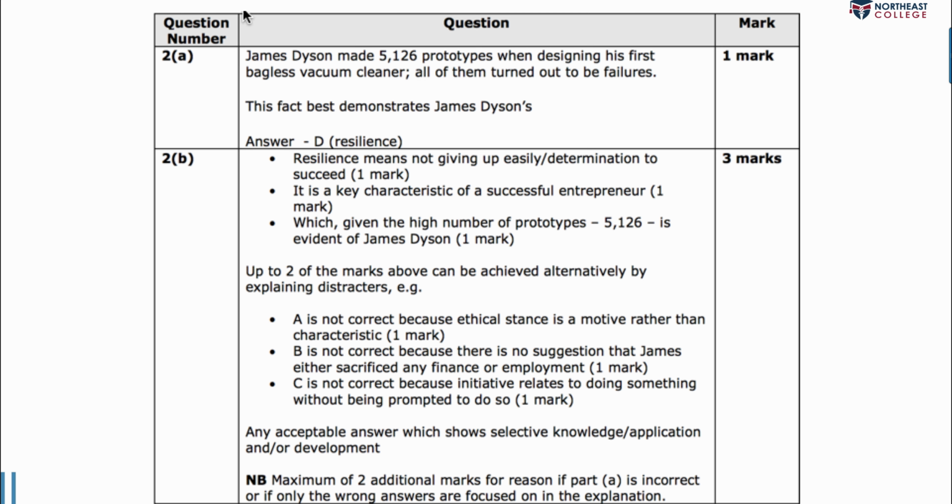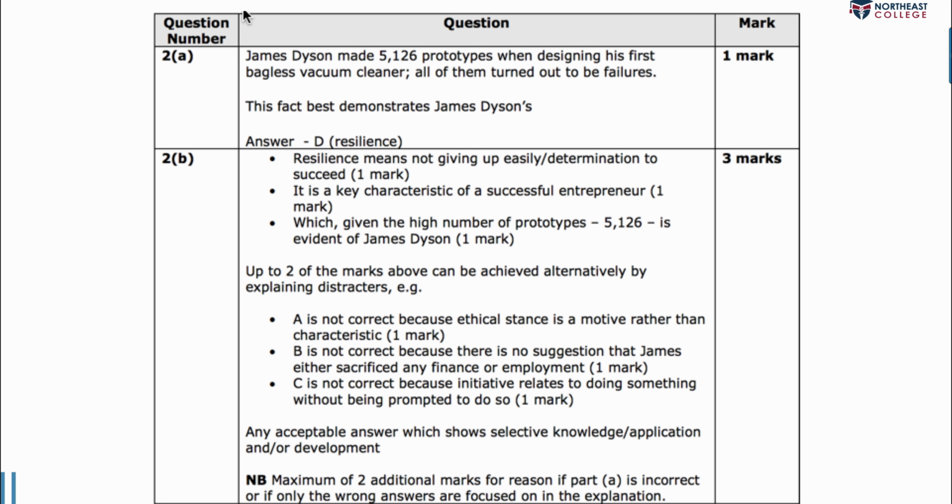So in this regard, it says A is not correct because ethical stance is a motive rather than characteristic. Listen, some students will go, ethical stance is not correct because it doesn't have anything to do with it. No, that's not it. You need to explain what ethical stance is and now relate it to what is being discussed. That's what will give you your mark. Don't just say it doesn't have anything to do with this. Okay, so A is not correct because ethical stance is a motive rather than a characteristic.